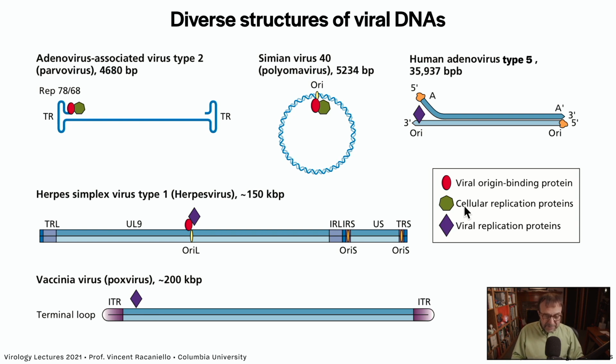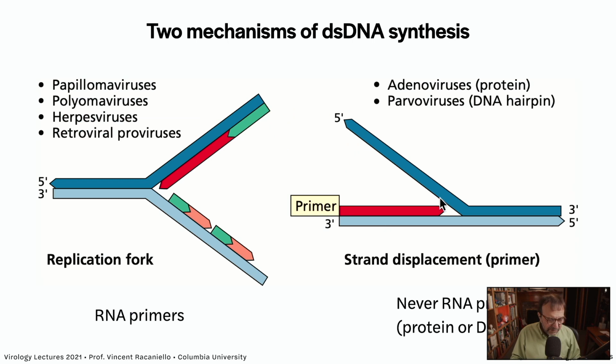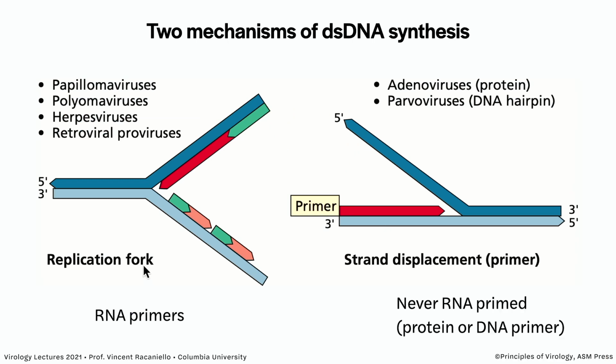And then we have cellular replication proteins, which get recruited to the ORI via these viral origin binding proteins, which are in red. They help to recruit cell replication proteins. And then some viruses encode their own replication proteins, so the bigger genomes, as you see. All right, so there are two broad mechanisms of DNA synthesis: replication fork or strand displacement.